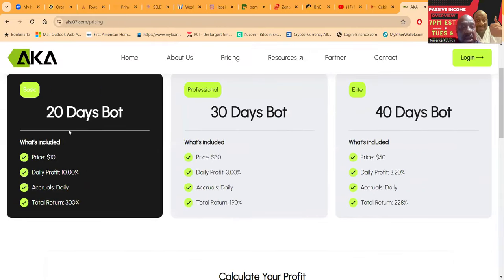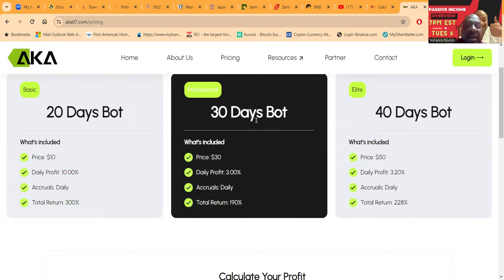This is not it. So they have a 20-day bot that you can get in for $10, but it pays 10% per day. You heard me, folks. 10% per day. Now, here's the catch. It's for 20 days. You can only do $10, only $10. But you can buy 3 $10 packages, so you can't get more than $30 in here. The accruals are daily. You're going to make 300% on that money.